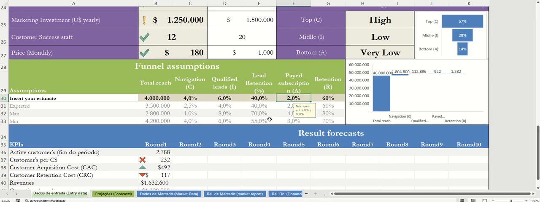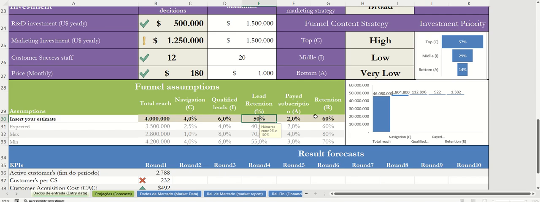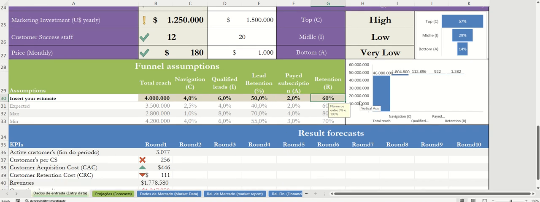And then the lead retention is telling me that between 55 and 70 will be my range. I believe that I'm going to retain more customers, like 50% retention of these leads. And finally, I'm going to define what the paid subscription will be. Since I'm investing a lot in marketing, I believe that I have a good staff. I think that I can convert like 3% of customers within this range that's appearing here. And finally, the retention rate is telling me that I should expect something between 60 and 80. And let's put here 70% as one example.